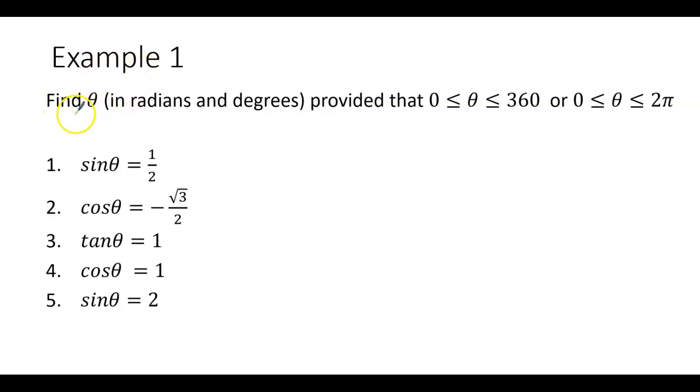So example 1 says find theta, in other words, find the angle, and we're going to state the radians and degrees. Find theta, provided that theta is between 0 and 360, or if we're doing radians, between 0 and 2 pi. Okay, I'll explain why I state that in just a moment. All right, but let's go ahead and begin. So let's find this one. Sine of theta equals a half.